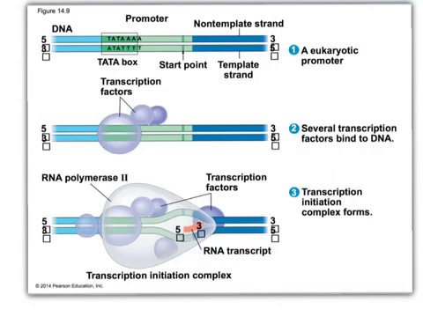That transcription factor recruits RNA polymerase II. RNA polymerase II binds and then unwinds the DNA, and you get production of an RNA from that promoter sequence.